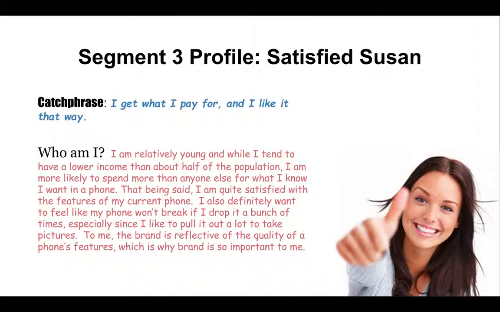The next segment is Satisfied Susan. She's the type of person who is relatively young and has a slightly lower income than the average of the population, but she is willing to spend more for her phone because she knows what she wants. And because of that, she's also satisfied with the features of the phone. And she wants to maintain that quality. So some of the things we found is that durability is very important to this consumer group, and also brand. They're looking for something that has those quality features, and they're willing to pay for that.